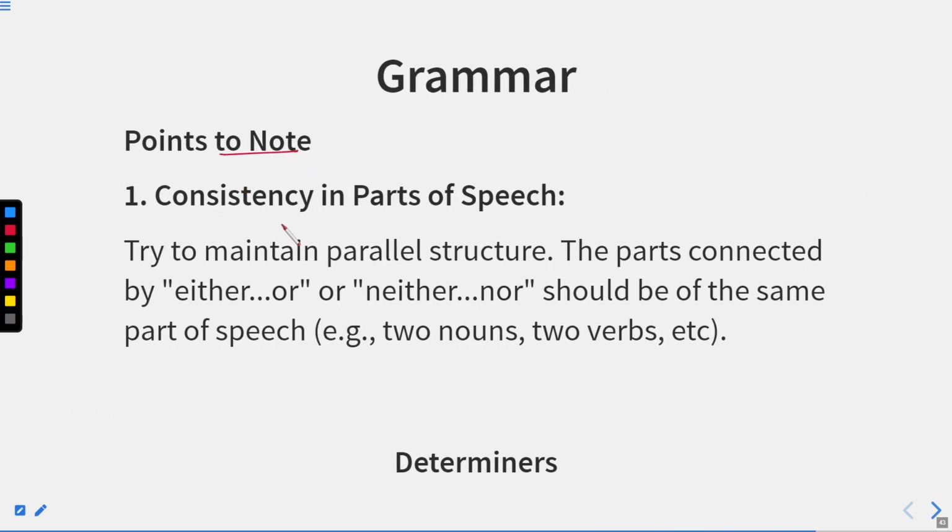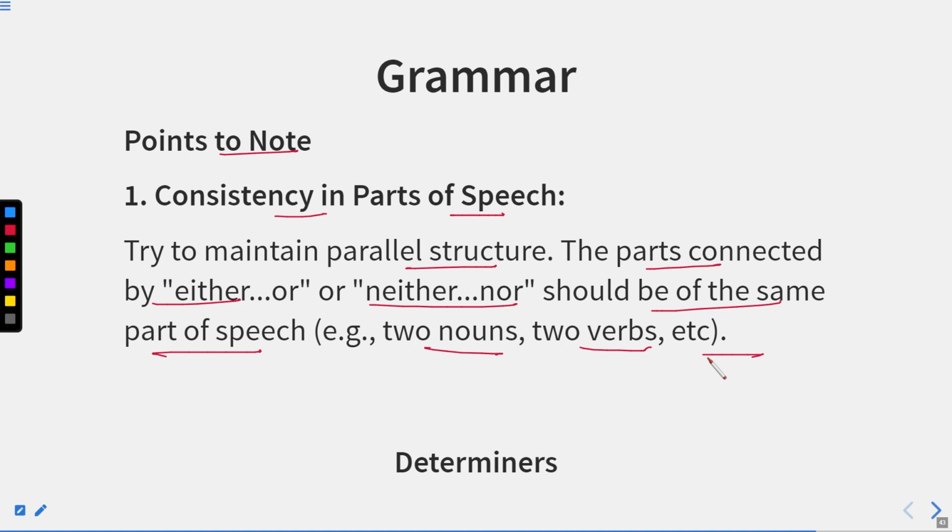Points to note. Consistency in part of speech. Now there is one more thing. Suppose we have either and or, and they should be followed by options, that is option 1 and option 2. So both the options should be the same in part of speech. Try to maintain parallel structure. The parts connected by either or, neither nor should be of the same part of speech. Example, two nouns, two verbs, etc. So whatever the alternatives given to us, they should be the same in part of speech. This should be kept in mind.